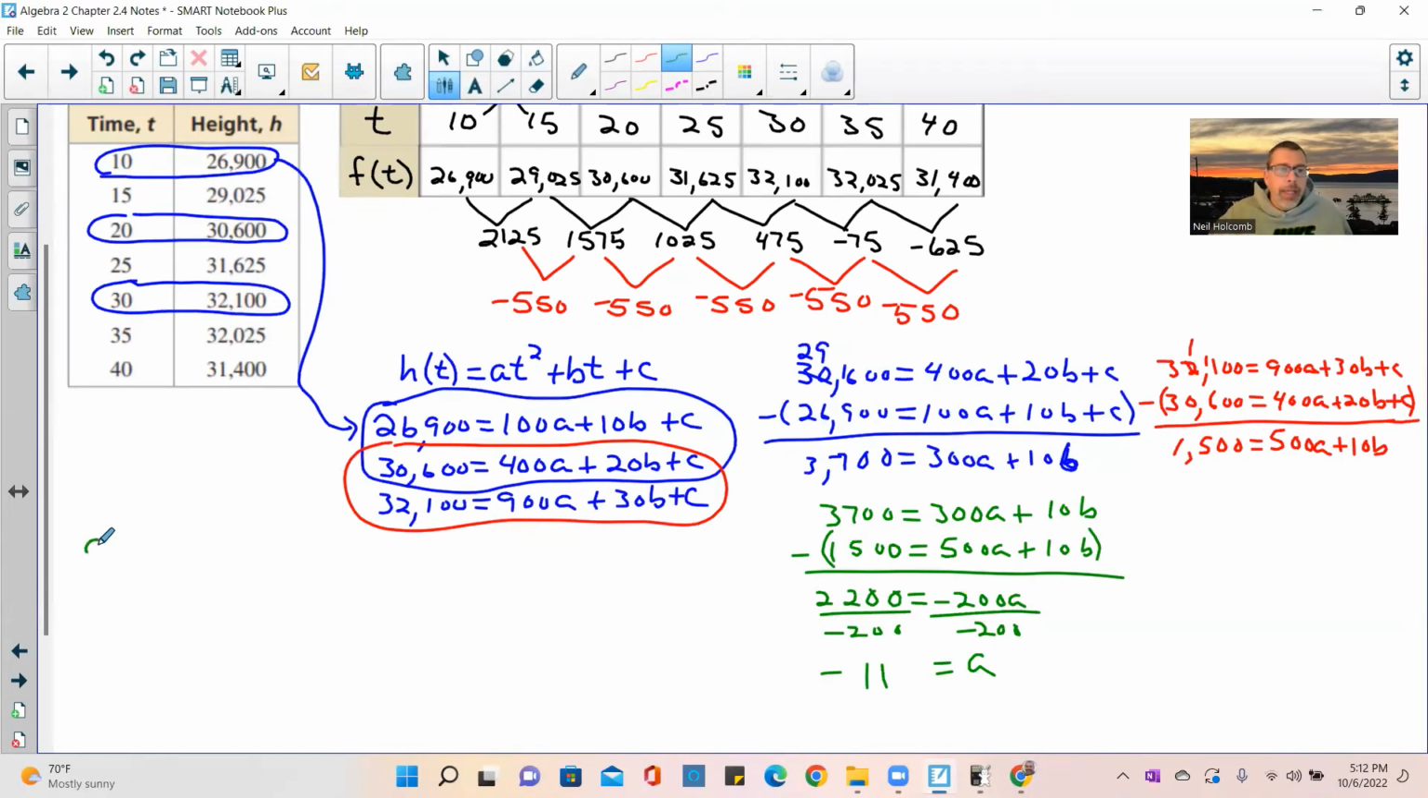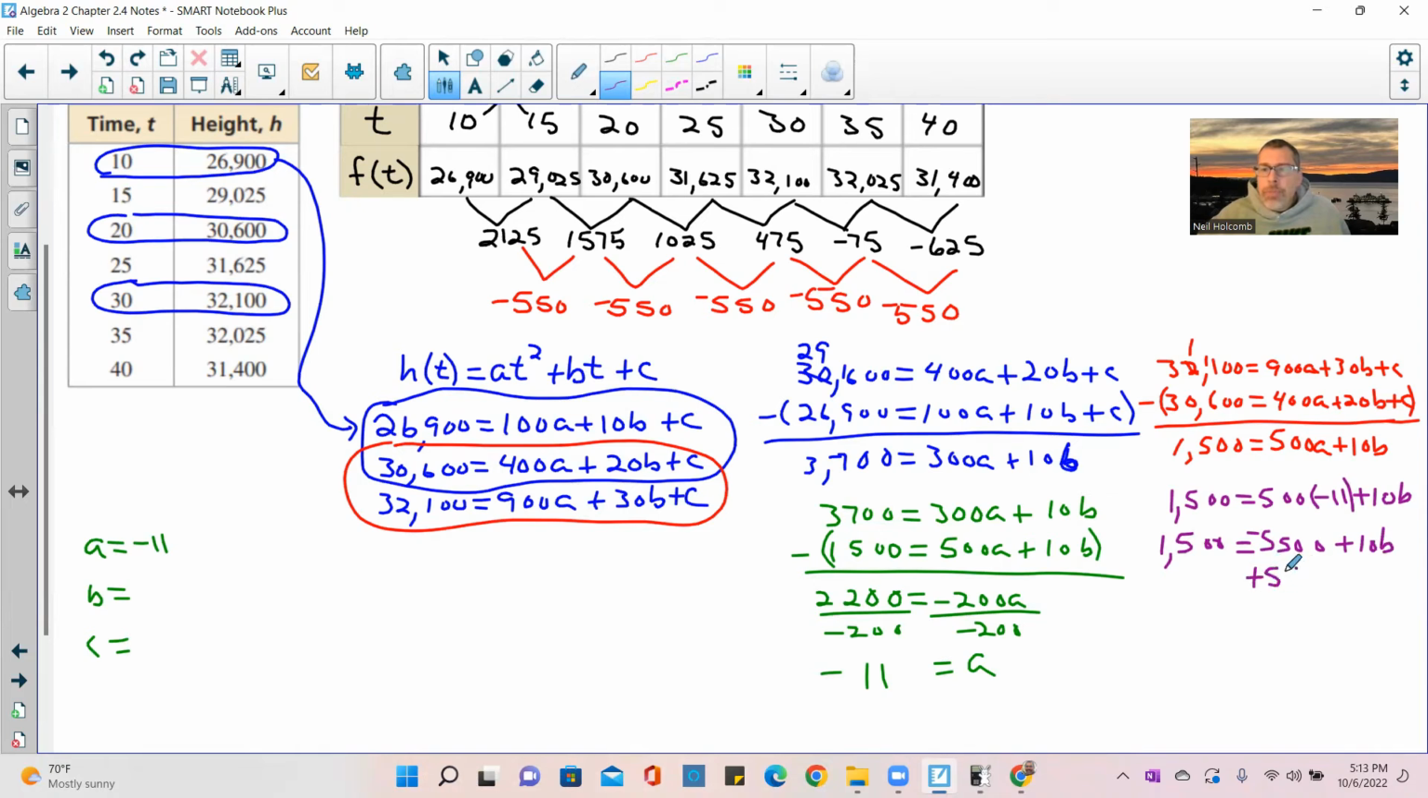Over here, I'll write A equals negative 11, B equals, and C equals. All right, so now I'm going to take this negative 11 and substitute it in here. Let me switch to purple. 1,500 equals 500 times A, which is negative 11, plus 10B. And when I simplify that, I get 1,500 equals negative 5,500 plus 10B. Add 5,500 to both sides.